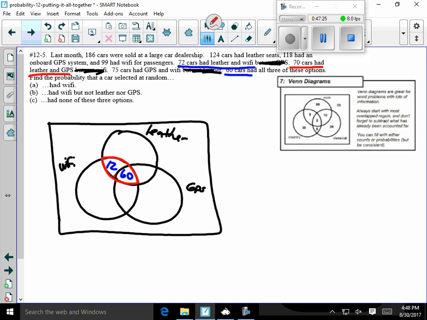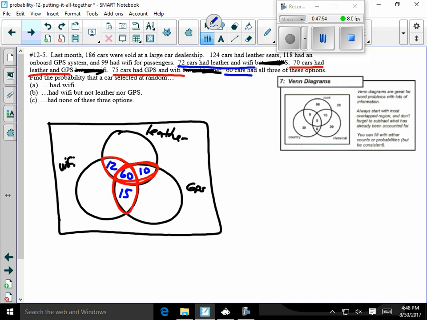Okay, if I decide to take this number, we've got 70 cars that had leather and GPS. Leather and GPS would be this football shape over here. And if we have 70 cars, but we've accounted for 60 of them already, that means there's 10 left to go here. Okay, and then we have 75 cars that have GPS and Wi-Fi, which is this other football-shaped area down here. And of the 75, we've already accounted for 60 of them, right? So that means 75 minus 60, there's 15 cars left to go here.